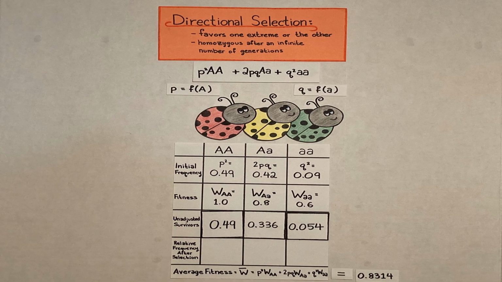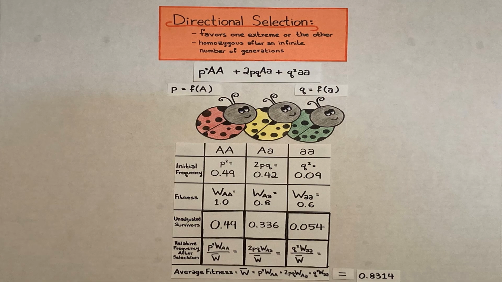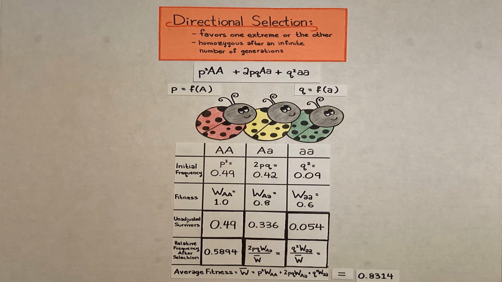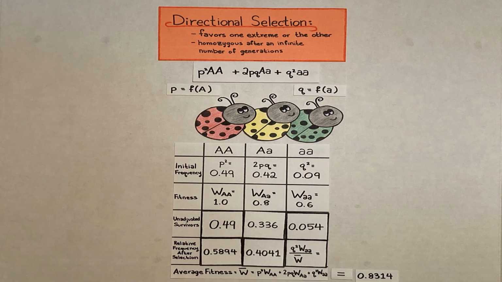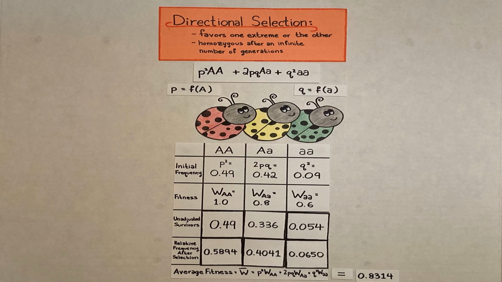To find the new genotypic frequencies, we first need to find the average fitness by adding the unadjusted survival values together to get a value of 0.8314. Then, to calculate the new genotypic frequencies, we must divide the unadjusted survivor value by the average fitness. The new genotypic frequencies are 0.5894 for the homozygous dominant genotype, 0.4041 for the heterozygous genotype, and 0.0650 for the homozygous recessive genotype. As you can see, our population has come out of Hardy-Weinberg equilibrium because the genotypic frequencies have changed. This shift will continue until the entire population is homozygous dominant.